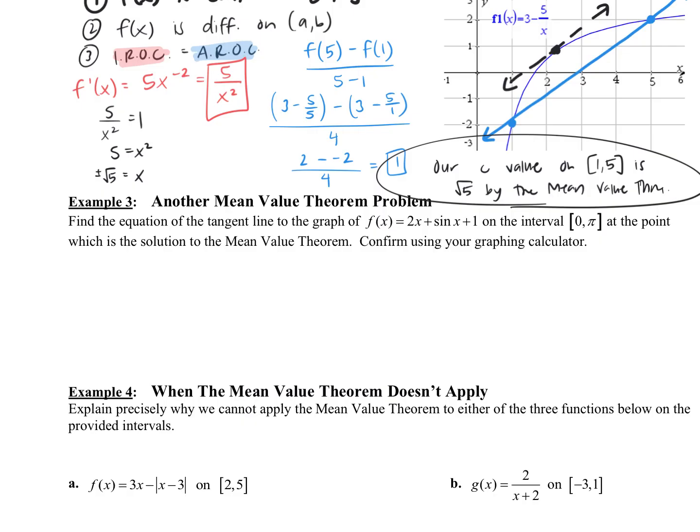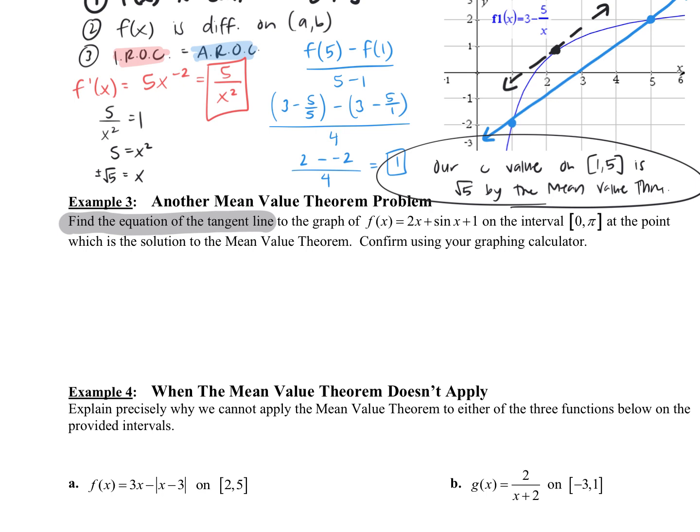Okay, next one we've got, it has some trig values in there. We are going to use our calculator to solve this one, okay? So I'm going to show you how to use your calculator to evaluate this. You could actually do this one by hand as well, but I am going to show you how to use your calculator. The other thing to note is that this question is asking us to find the equation of the tangent line. So not just find the point that is going to have a parallel tangent line, it's actually finding the tangent line at that point, okay?